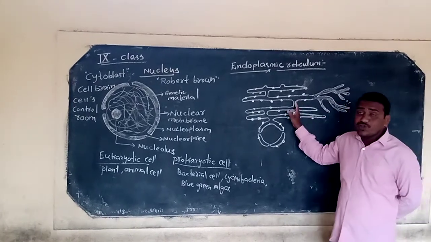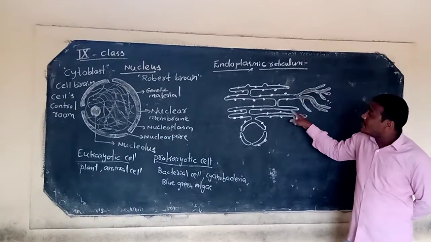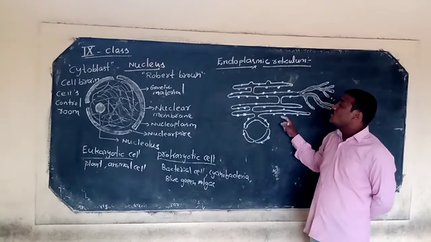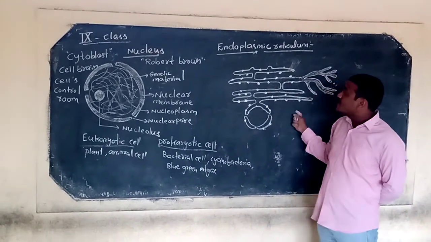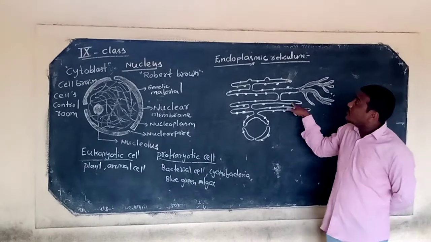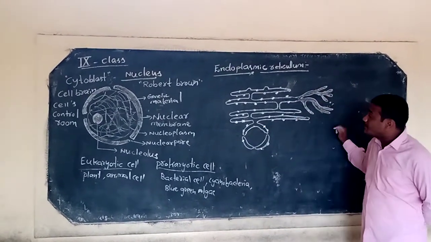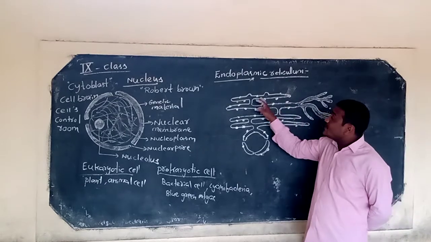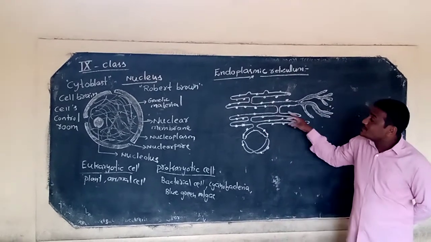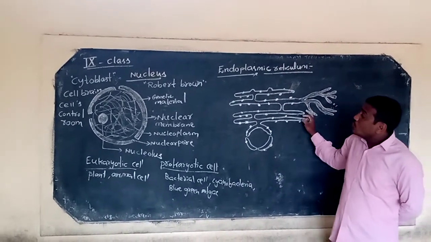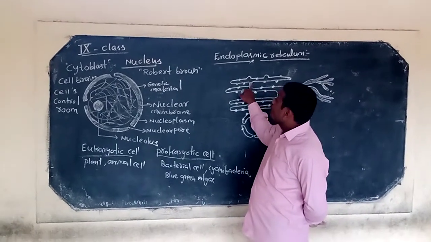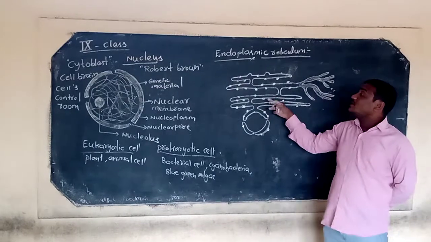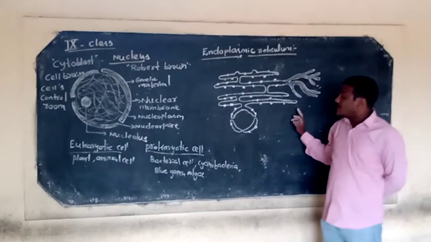Okay, when you carefully observe the cell under the electron microscope, we observe the network-like structure within the cell. These structures are called as endoplasmic reticulum. The network-like passages help the cell to carry substances from one part of the cell to another part of the cell.